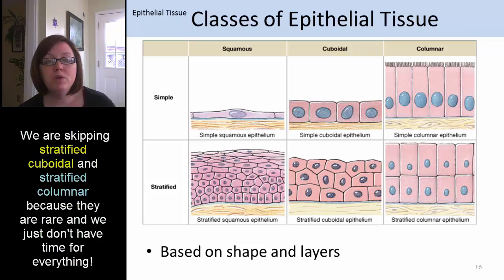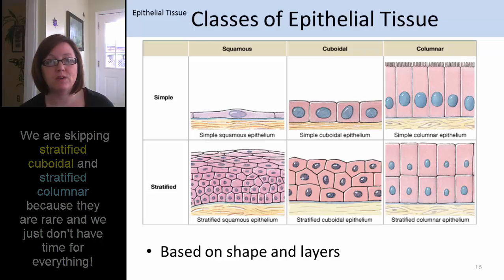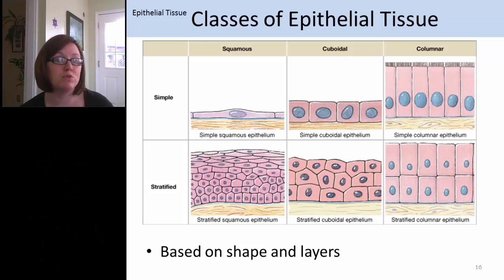The simple epithelial tissues tend to function, as I mentioned, in getting things into and out of the body, like gas exchange or nutrient absorption or maybe secretion of substances, whereas the stratified tissues tend to function in protection.